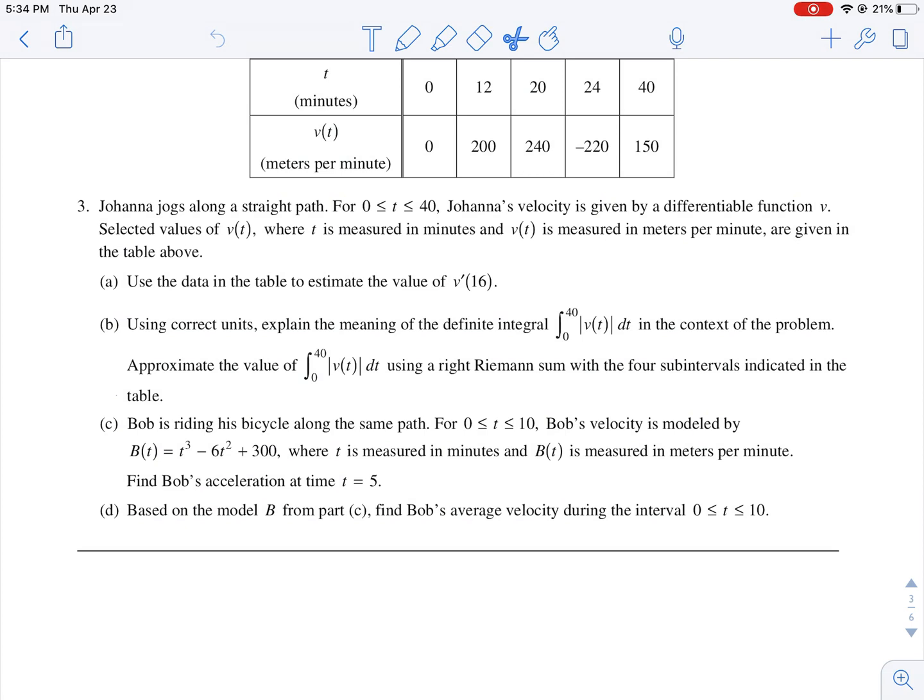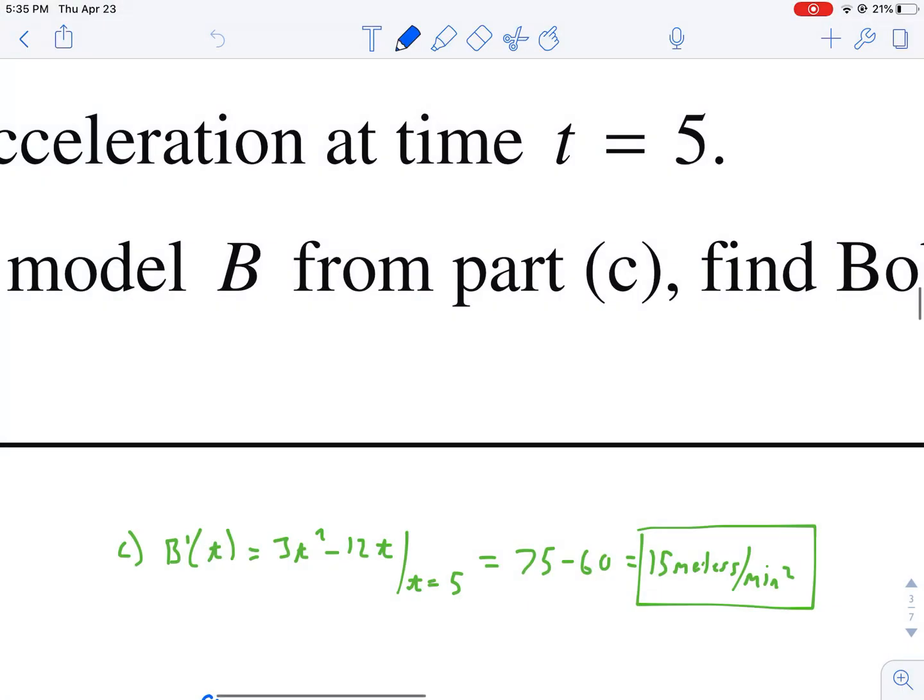And then part D, based on the model B from part C. So for Bob, find Bob's average velocity. Average velocity is, since we're given a velocity function, and we're trying to find the average value of the velocity, it's integral divided by interval length.